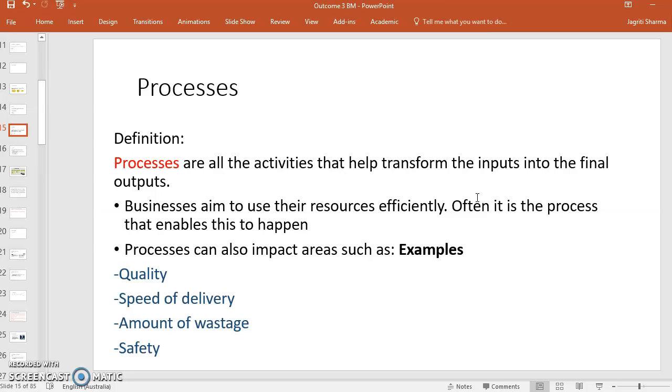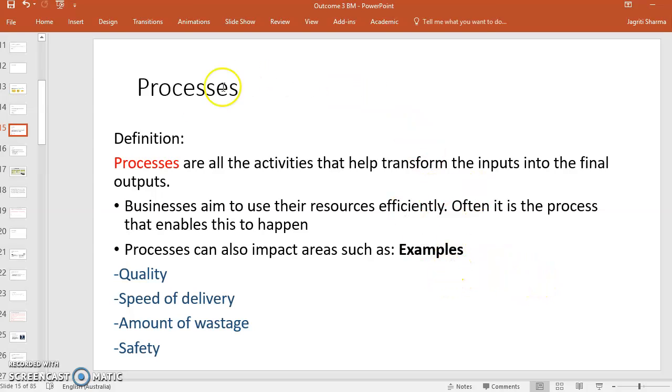Now if you look at the definition of processes, processes are all the activities that help transform the inputs into the final outputs. Most of these will be done on the machines. Now the main aim of the business is to use the resources efficiently and effectively. The processes are something that enables the business to actually work efficiently or effectively, so your processes have to be really good for you to be able to achieve the most out of your business.